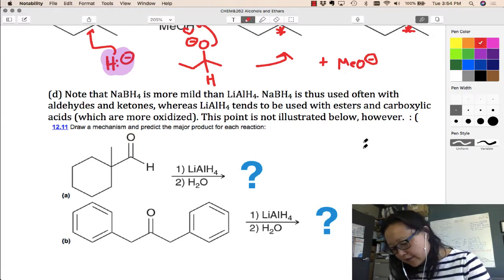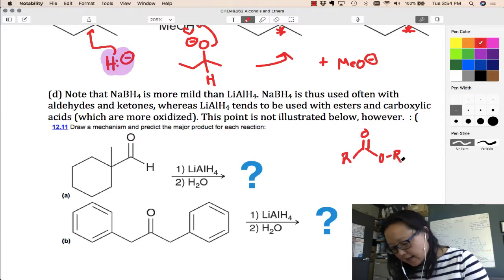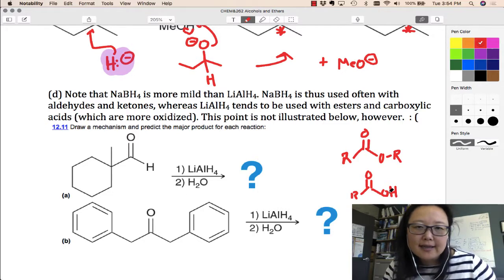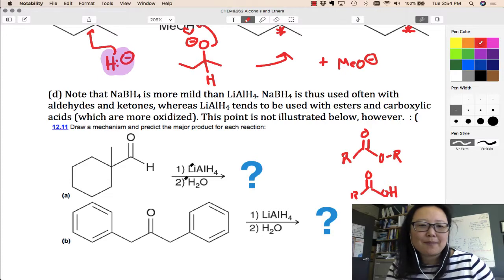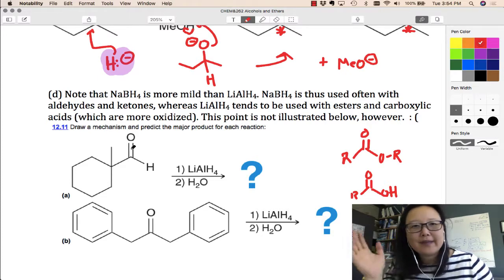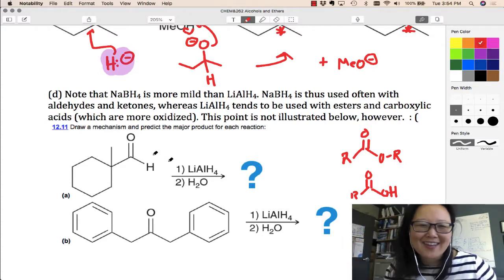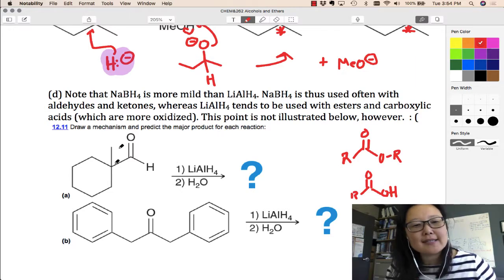So I would generally reserve LAH, and I recommend you do the same, for esters, meaning it has another oxygen in it, or carboxylic acids. That's when LAH is really handy, when you have more oxidized substrates to reduce. Okay, otherwise NaBH4 is fine here for just little aldehydes and ketones. But in any case, let's reduce these.